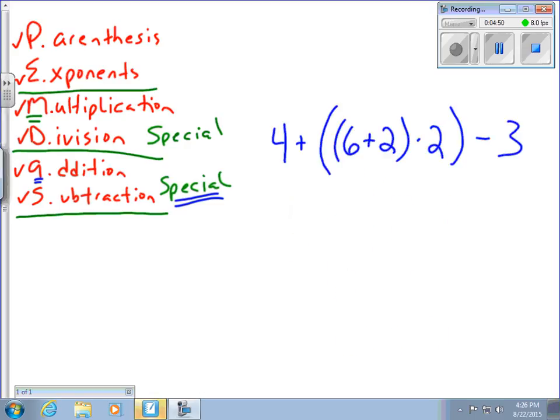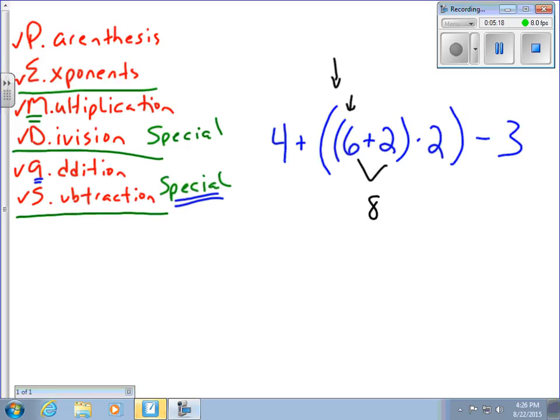Okay, here we go with this problem. I have 4 plus, and in parentheses, another set of parentheses, 6 plus 2, times 2 in parentheses, minus 3. So once again, I always start with parentheses. And if I have two sets like I do in this problem, a set of parentheses here and a set of parentheses here, I work inside out, inside out. So I would do this set of parentheses first.